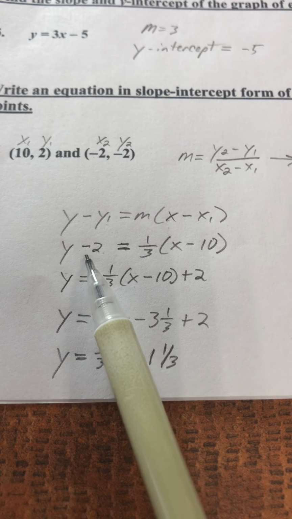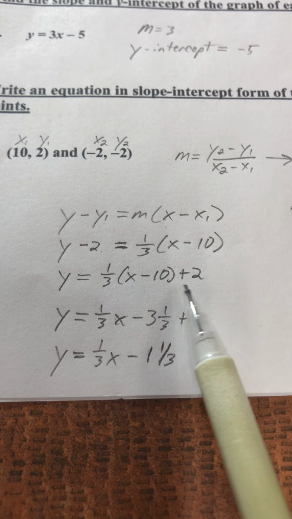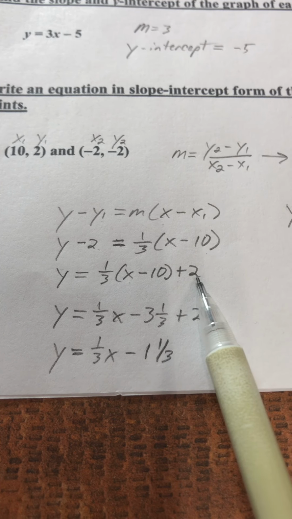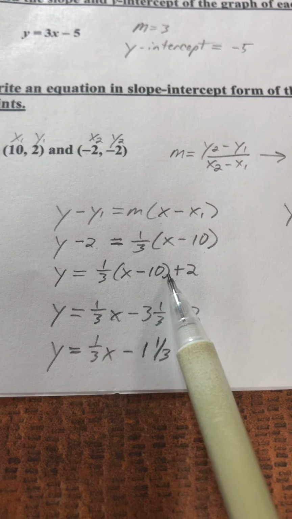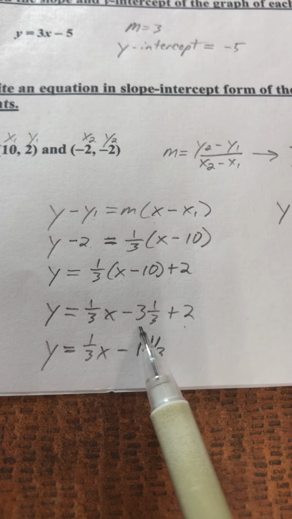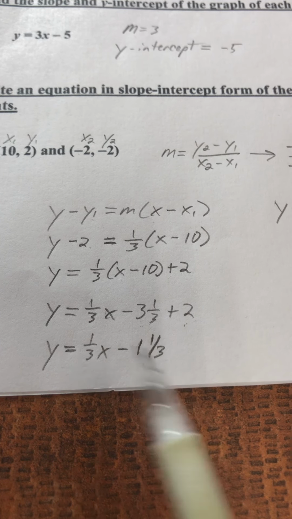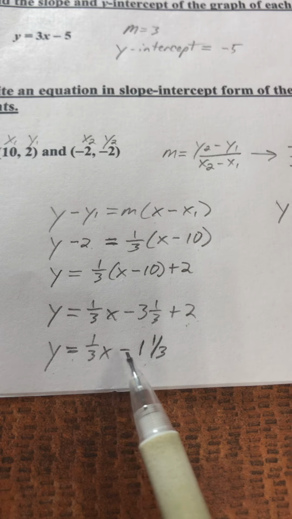Then I went ahead and added 2 to both sides, so it becomes plus 2 over here. I used the distributive property, then just bring this down, and then I combine these like terms. And now it's in slope-intercept form. Y equals mx plus b.